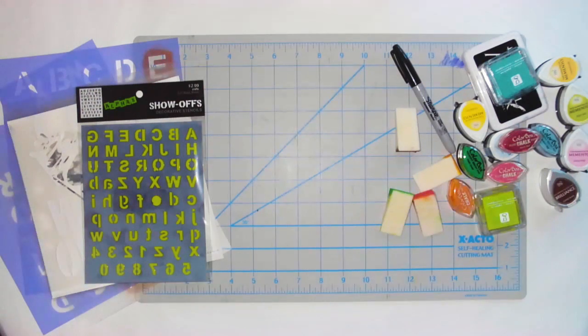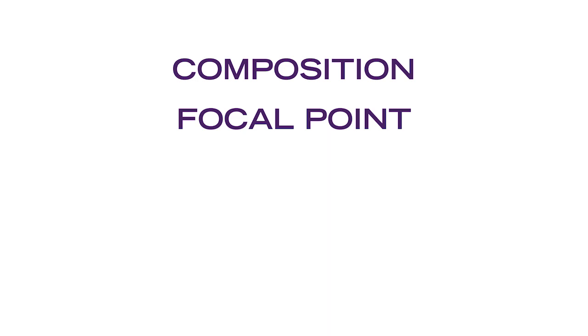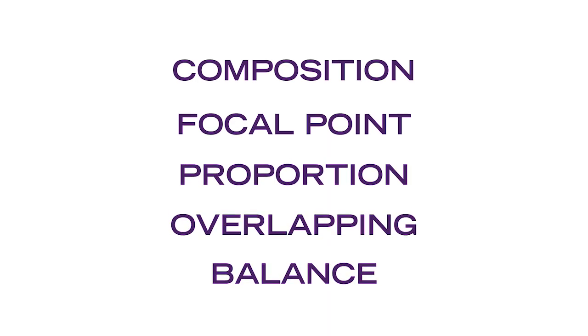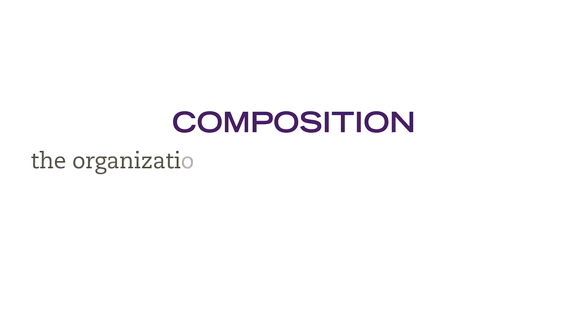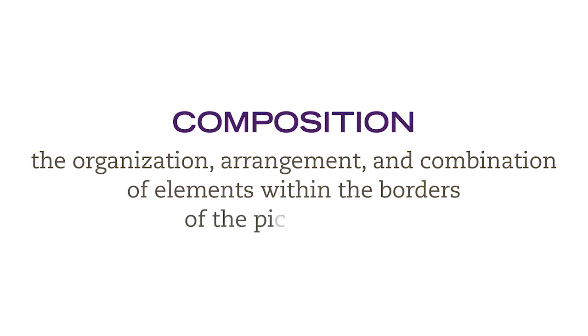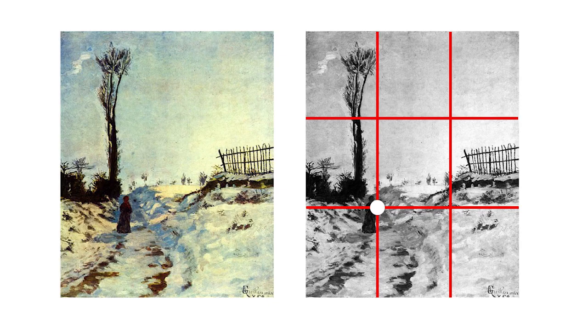Be sure to check out the description below for a full list of materials. Before we get started, let's first go over the important vocabulary words that you need to know: composition, focal point, proportion, overlapping, and balance. Composition refers to the organization, arrangement, and combination of elements within the borders of a pictorial space. You want to bring the eyes of the viewer toward your center of interest within an aesthetically pleasing composition.